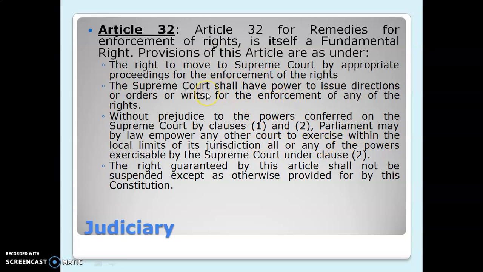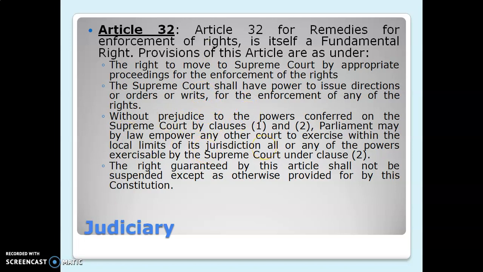Then the Supreme Court shall have power to issue directions or orders or writs for the enforcement of any of the rights. The Supreme Court has full power to issue directions or orders for enforcement of the rights of human beings or citizens.